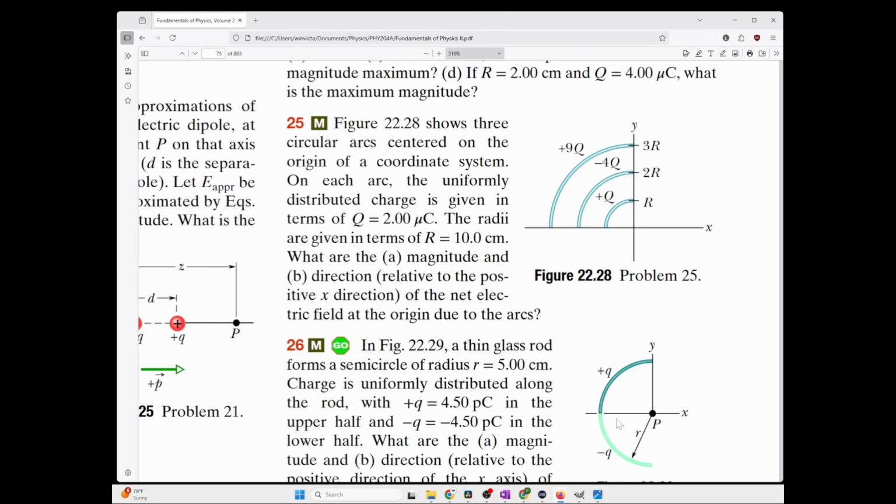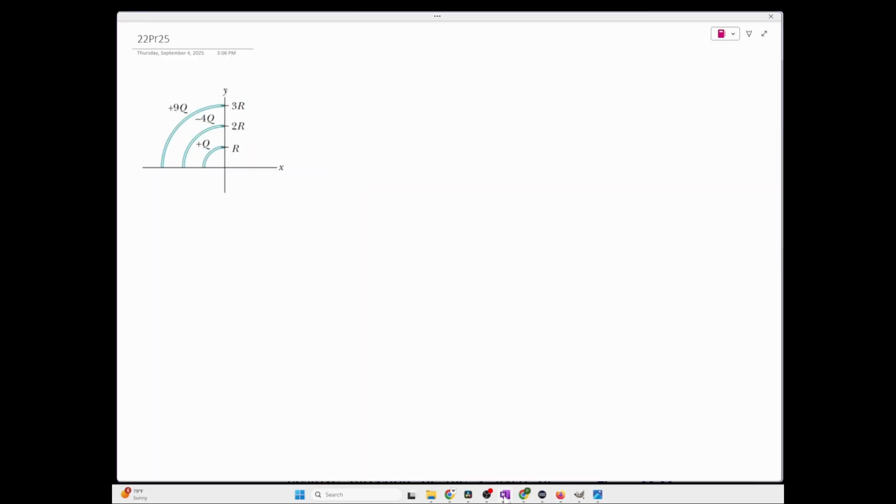Welcome to the video. In this video, we are going to look at problem number 25 of chapter 22, and we are going to solve the problem from scratch. From the diagram, you can see that we have three arcs, each carrying different kinds of charges. Our assignment is to calculate the net electric field at the origin.